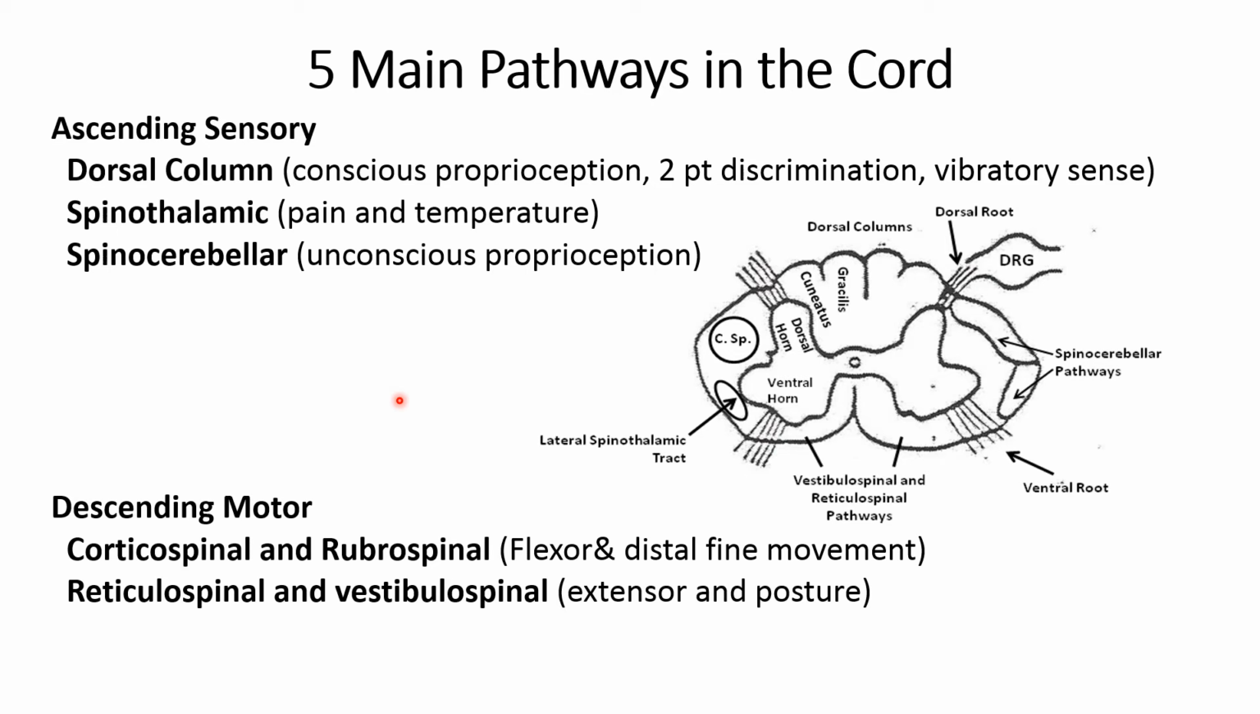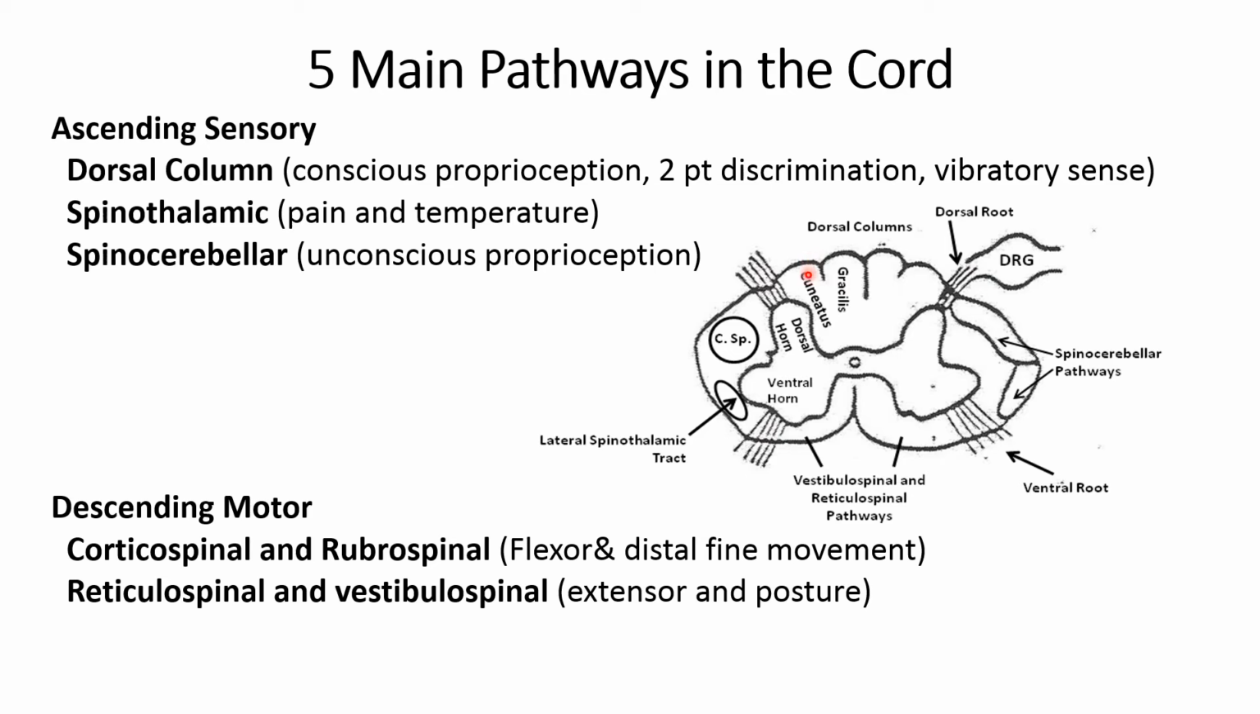There are five main pathways in the spinal cord that we want to recognize. We'll start off with the ascending pathways, and the first is the dorsal column. The dorsal column is responsible for conscious proprioception, that is, knowing where your limbs are in space, where your hand is, where your fingers are. It also carries two-point discrimination, your fine discrimination. Conscious proprioception is sometimes called position sense. Two-point discrimination is your fine ability to touch things and know what they are by touch. And vibratory sense is carried in the dorsal column as well.